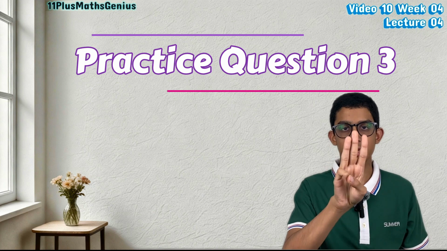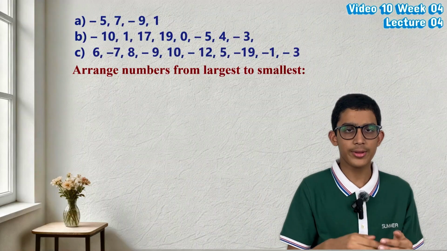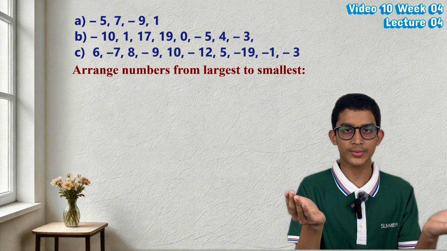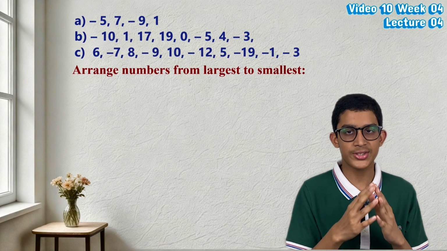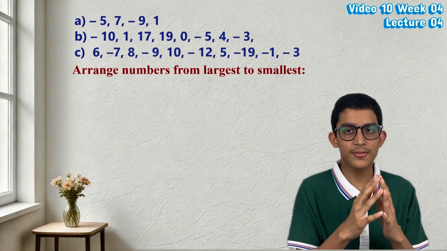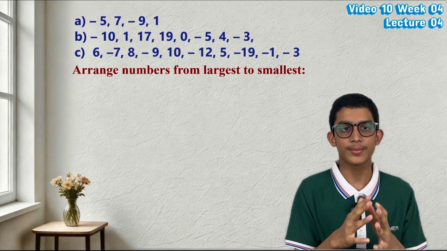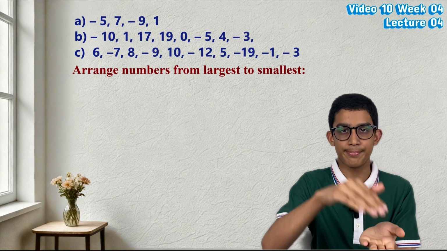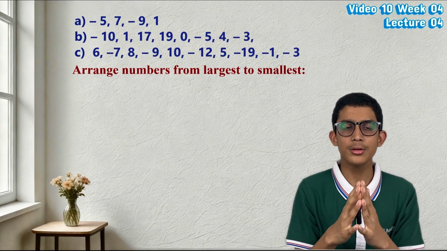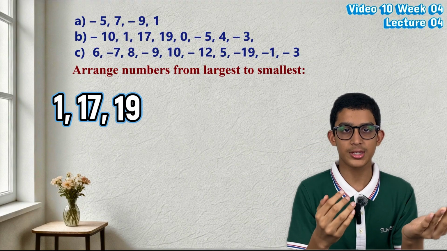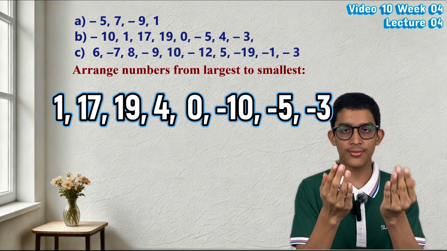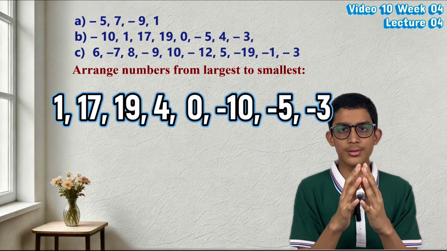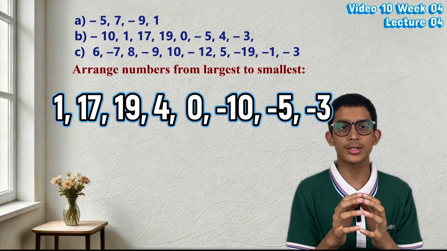Practice question 3. Arrange numbers from largest to smallest. Here we have A, B, and C. Let's try B. Negative 10, 1, 17, 19, 0, negative 5, 4, and negative 3. We know that positive numbers are bigger than the negative numbers, so we write the positive numbers first, then the negative numbers. So we have 1, 17, 19, 4, 0, negative 10, negative 5, and negative 3.